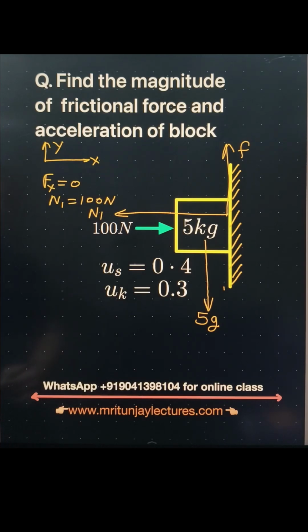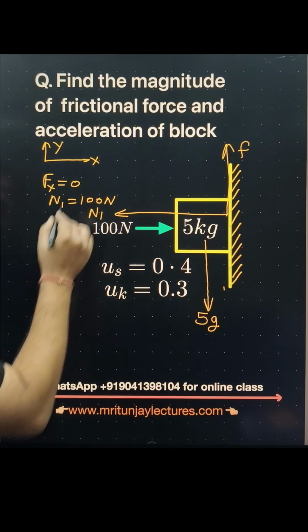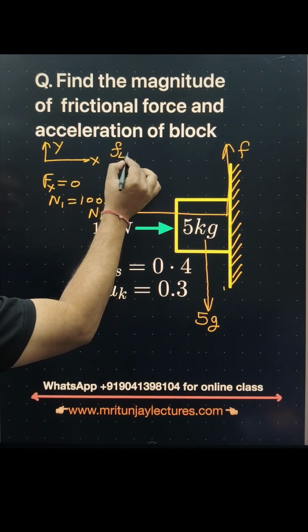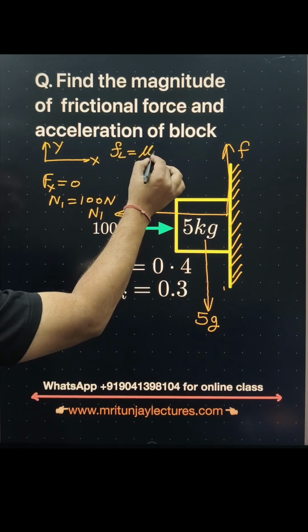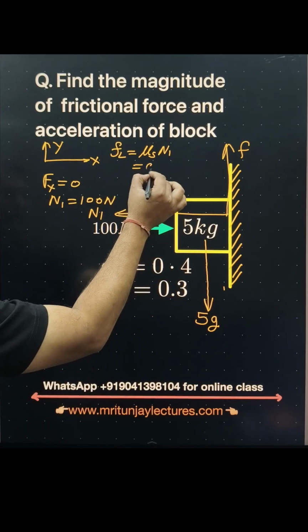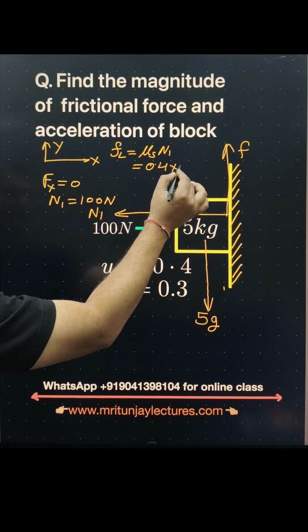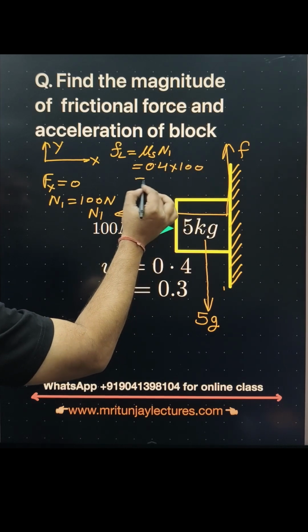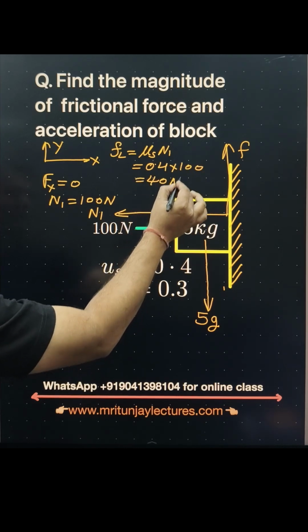Now, whether motion is possible or not is decided by the limiting frictional force. So first of all, what about limiting friction? FL will be equal to mu s into N1. Mu s is how much? 0.4 into N1, which is 100, so that is 40 Newton. Clear? This one is 40 Newton.